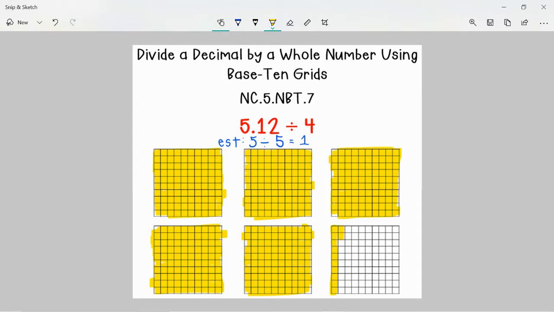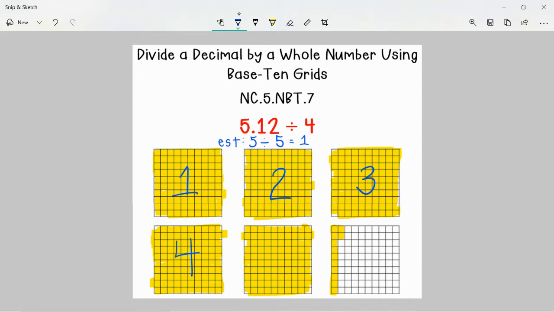and then 2 hundredths. Now I need to split this 5 and 12 hundredths into 4 equal groups. The first thing we could look at is, do we have enough wholes to give each of the 4 groups one whole? Since we have 5 wholes, we do have enough to give each group one whole. So I'll represent that by saying this whole will go to group 1, group 2, group 3, and group 4, since we're splitting the 5 and 12 hundredths into 4 equal groups.